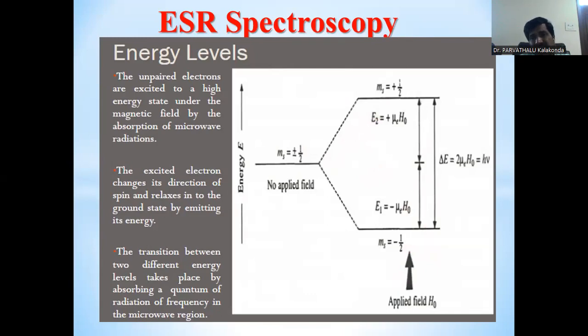So what is the energy gap? They split into different energy levels, plus half level and minus half level. Plus half is always the higher energy state, with energy mu H. The other is minus mu H. The energy gap should be the difference E2 minus E1. That gives 2 mu H, which is also equal to the h nu that is applied to this sample, like microwave frequency energy. So these are the possible transitions that happen.